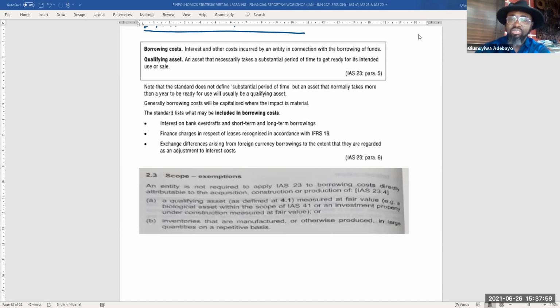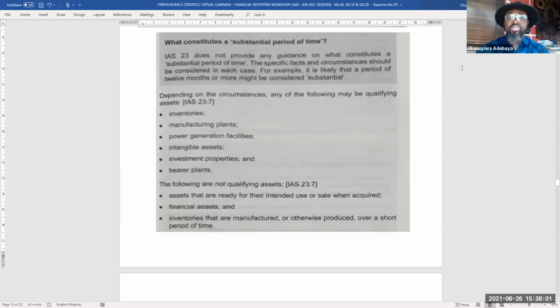Okay, I'll give you a chance to read this up for us. What constitutes a substantial period? And let us look at examples of qualifying assets and those that are not necessarily qualifying assets. What constitutes a substantial period of time? IAS 23 does not provide any guidance on what constitutes a substantial period of time. The specific facts and circumstances should be considered in each case. For example, it is likely that a period of 12 months or more might be considered substantial.